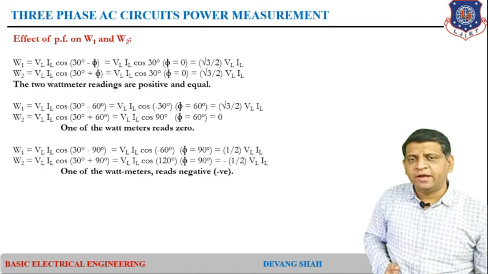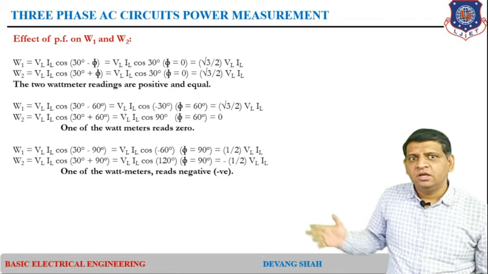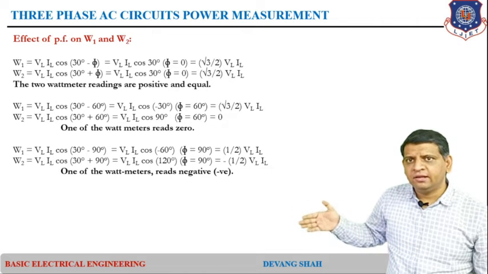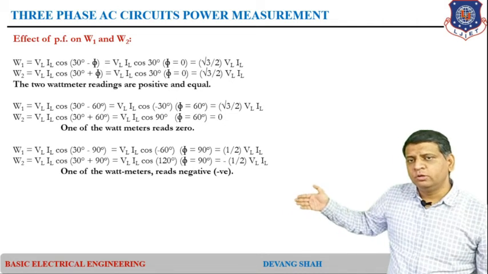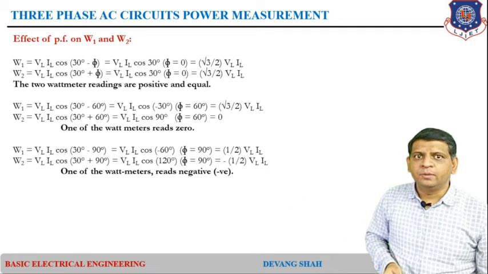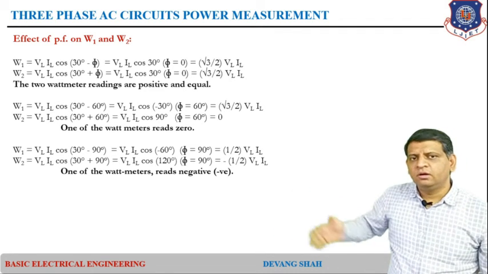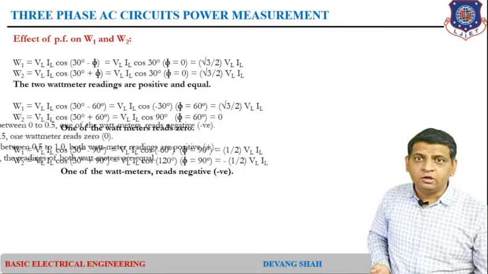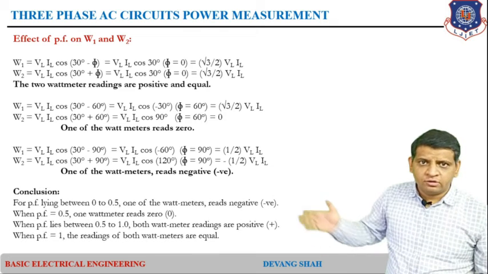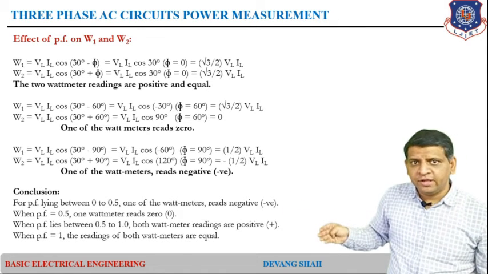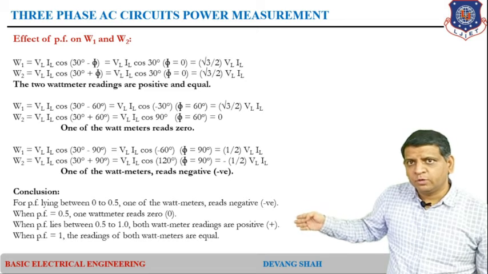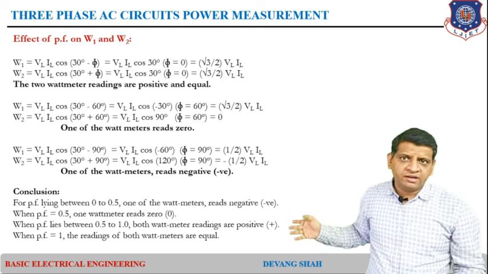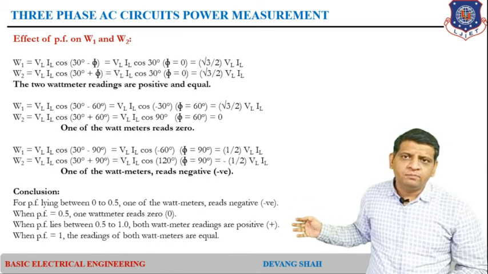In the last case, where phi is equal to 90, W1 and W2 are 1 half VLIL and minus 1 half VLIL, and once you do W1 plus W2, the value becomes 0. So, one of the wattmeters reads negative, right. From these 3 cases, you can conclude that for the power factor between 0 and 0.5, one of the wattmeters reads negative. When the power factor is 0.5, one of the wattmeters reads 0.